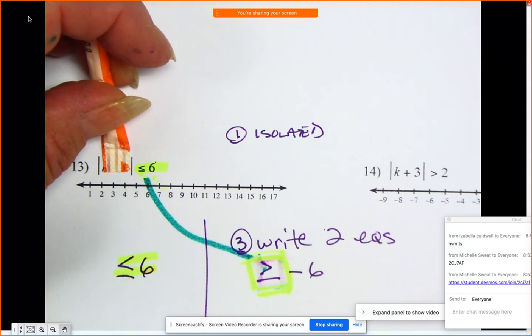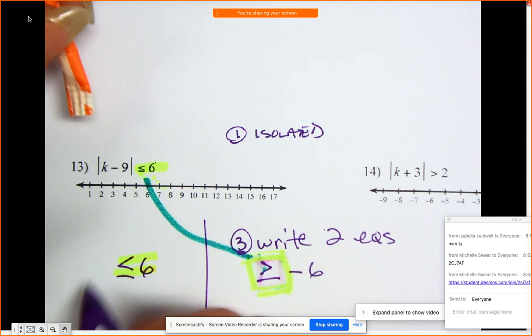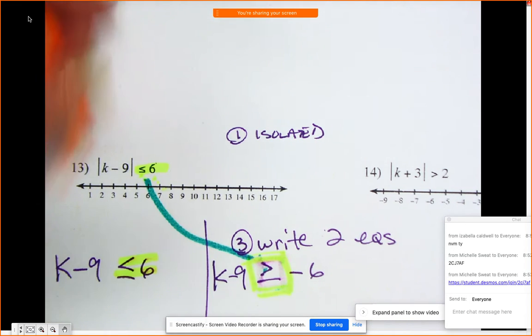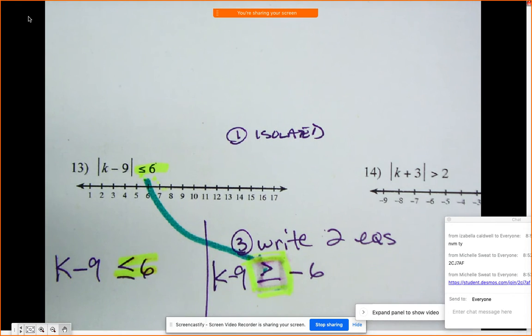Well, what's under my handy dandy math tool? Well, it's k minus 9. You know how to solve these. The solving part is not hard. The hardest part will be the graphing. So please watch closely.